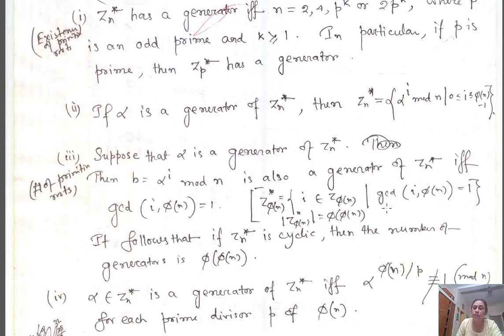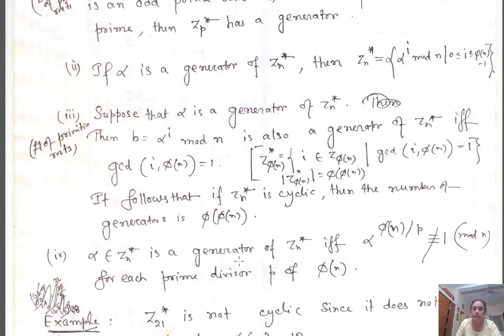Z phi n star equals the set of integers I belonging to Z phi n, that means I ranges from 0 to phi n minus 1, positive integers less than phi n, such that I and phi n are co-prime. This set we explicitly denote by Z phi n star. So the cardinality of this set is phi of phi n. So how many generators does Zn star have? Phi of phi n.